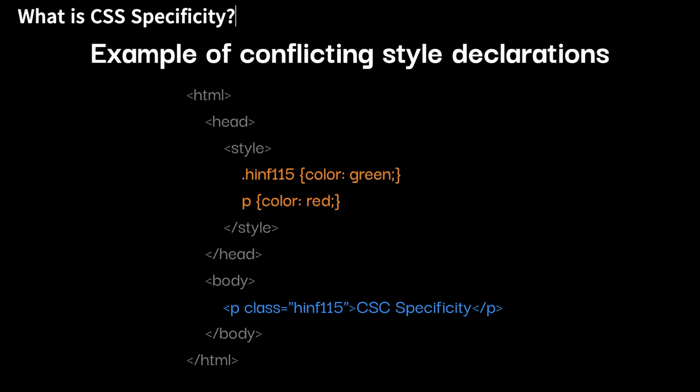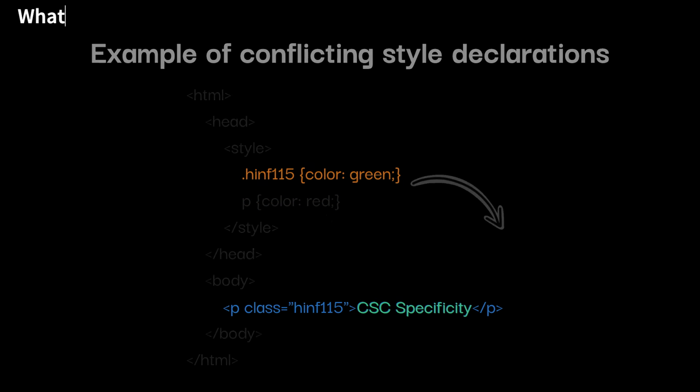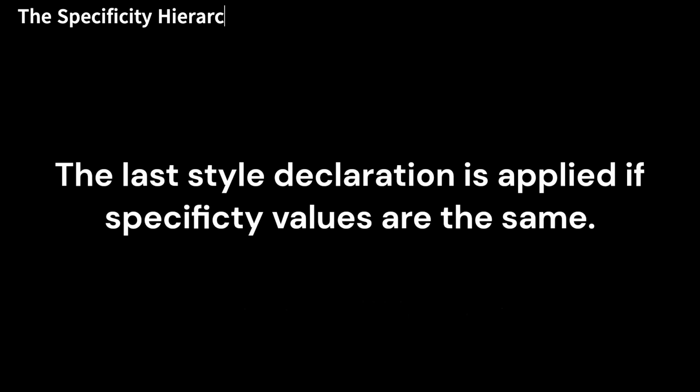Look at this example, where the paragraph element has a class of HINF115. There is a CSS style declaration for the class HINF115 and a CSS style declaration for the paragraph element. The paragraph selector has a lower specificity value than the class selector, so ultimately the class selector's style declaration will be applied and the text will be green. If the specificity values are the same, then the last style declaration will be applied.